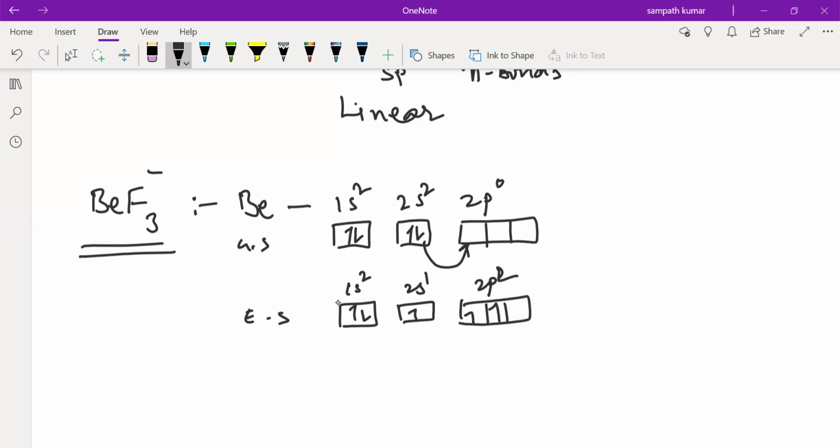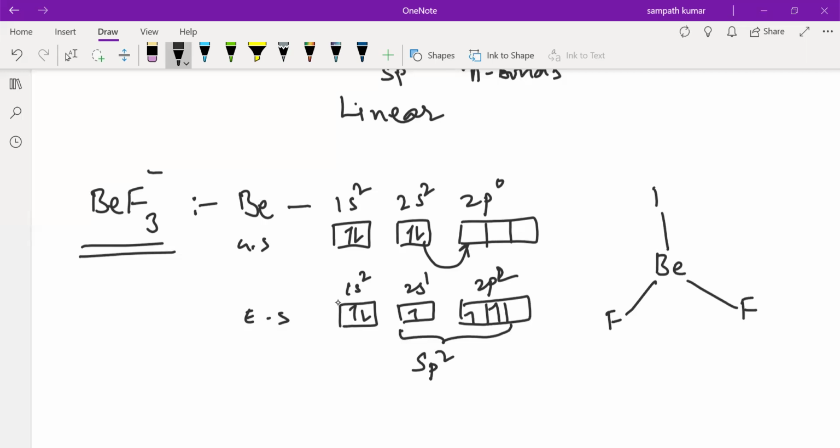This minus is located on the outer orbitals of the central atom. And here, what is the geometry, it means the hybridization? sp2. sp2 hybridization. What is the geometry of this molecule? Trigonal planar, sir.